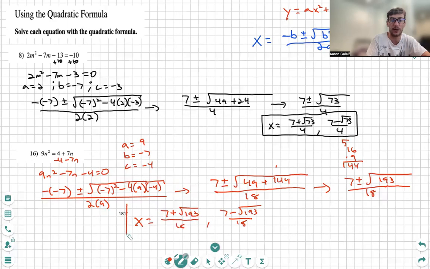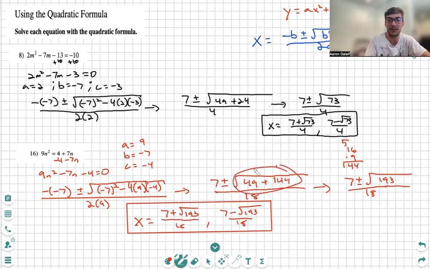They can get a little weird with making sure that everything's on one side of the equal sign, in that if we have a negative inside of here, we're going to have a complex number, but we will use another video to go over complex quadratic formula numbers.